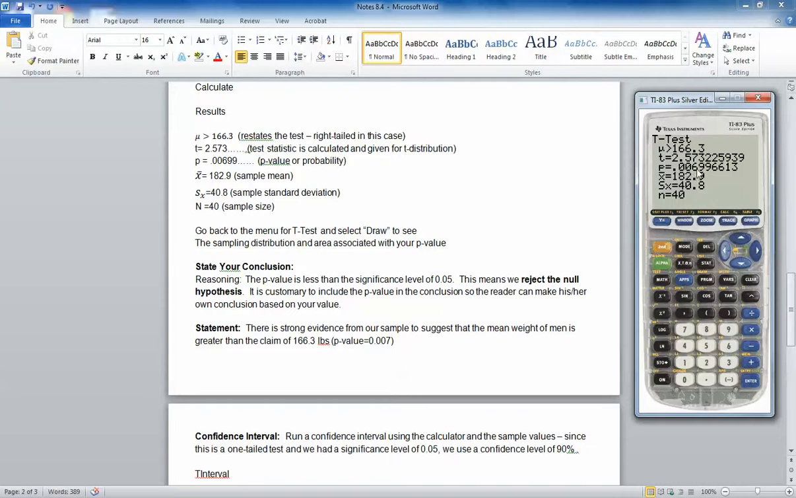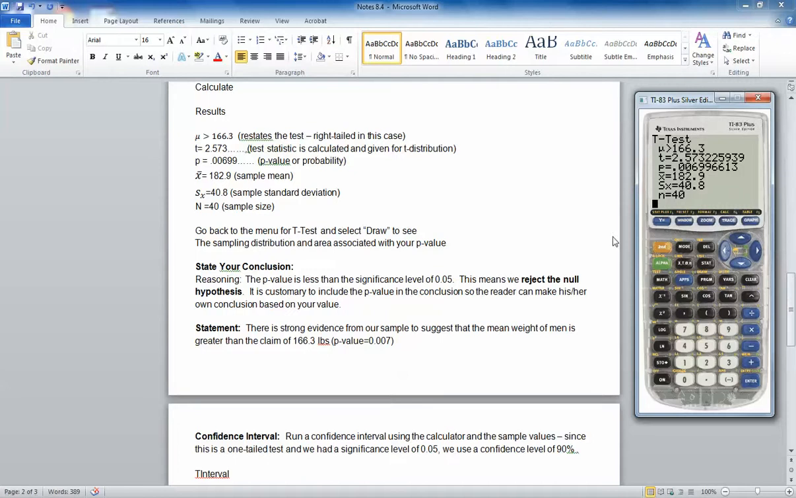This is the probability that if the mean really were 166.3, our sample would be 182.9. So in probability, that's unusual. So we pick that factor where it's unusual. Anything less than a 0.05 is unusual, and that's why we have a significance level of 0.05. It just restates our x bar, our s, and our n.